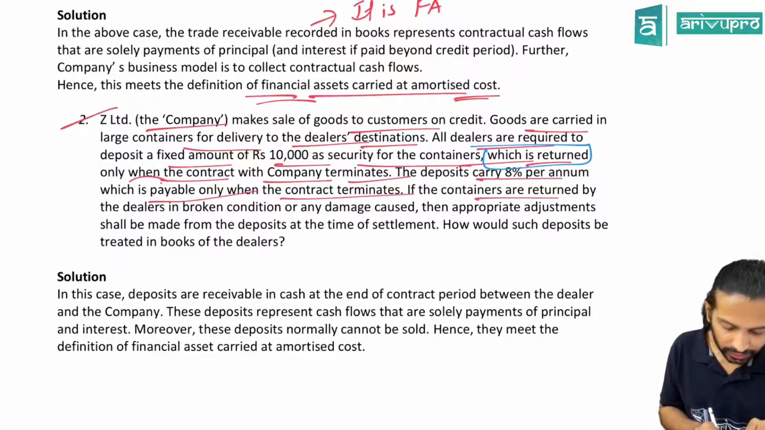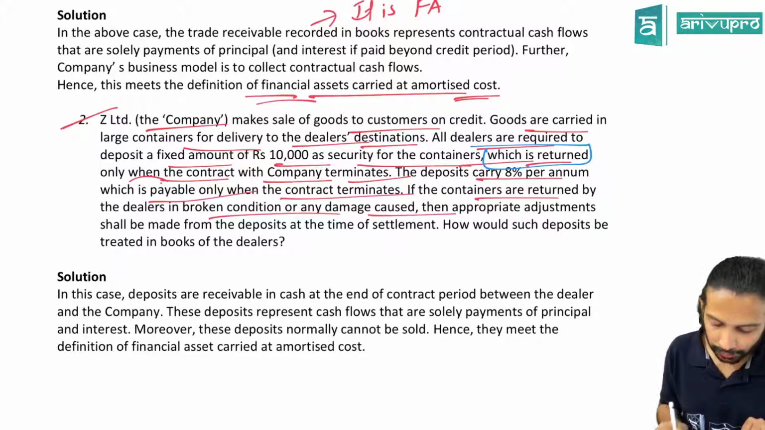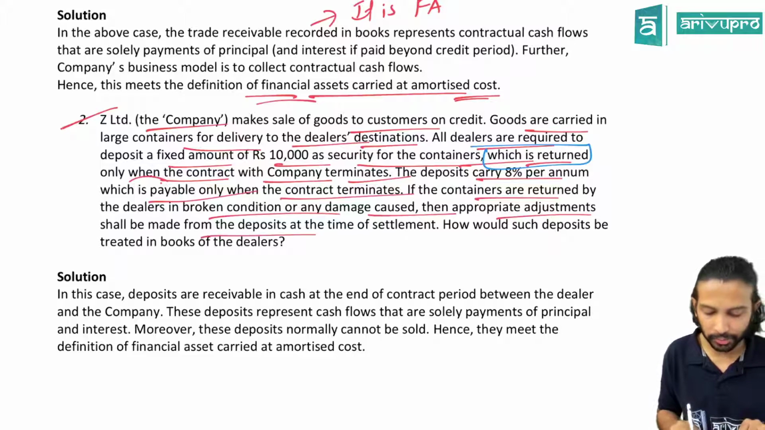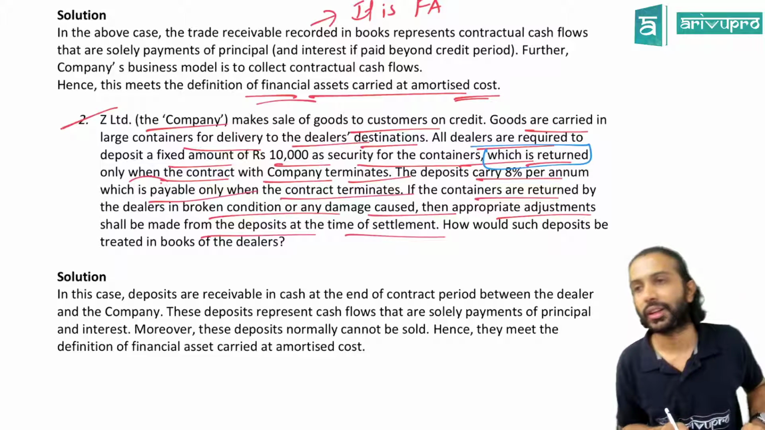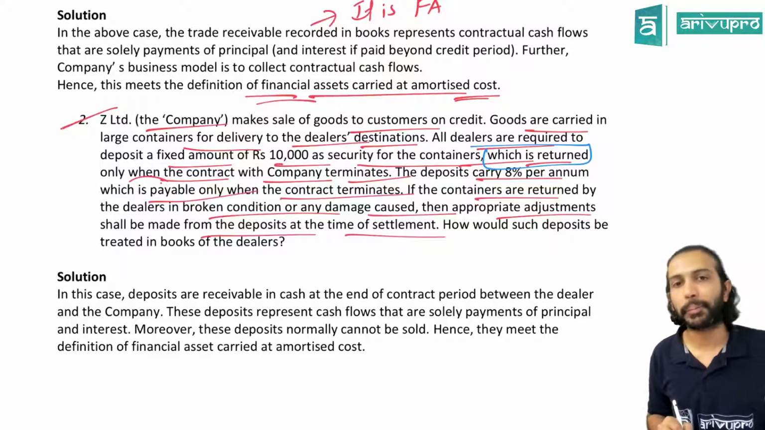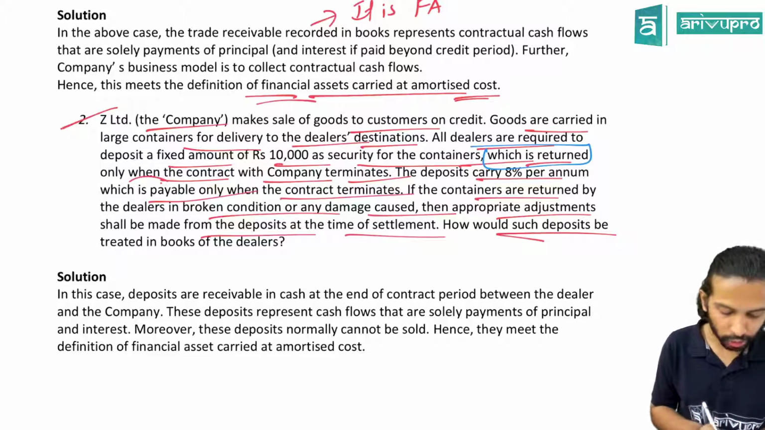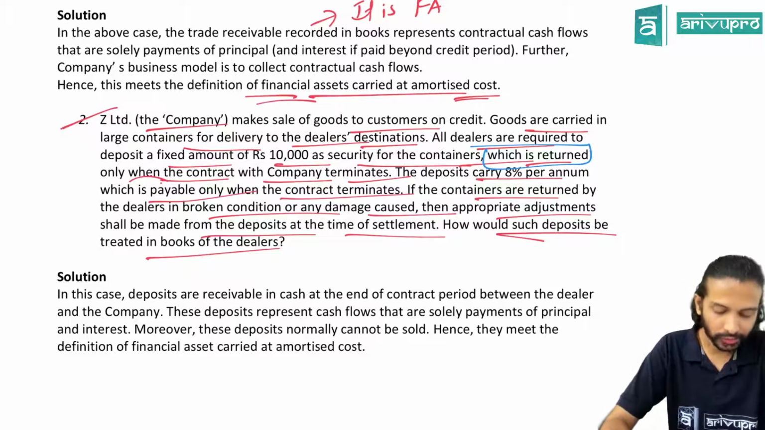If the containers are returned by the dealers in broken condition or any damage is caused, then appropriate adjustment shall be made from the deposit at the time of settlement. So if there is any damage, we will not give you the full deposit. We will deduct that damage from the deposit and pay you only the balance. How should this deposit be treated in the books of the dealers?